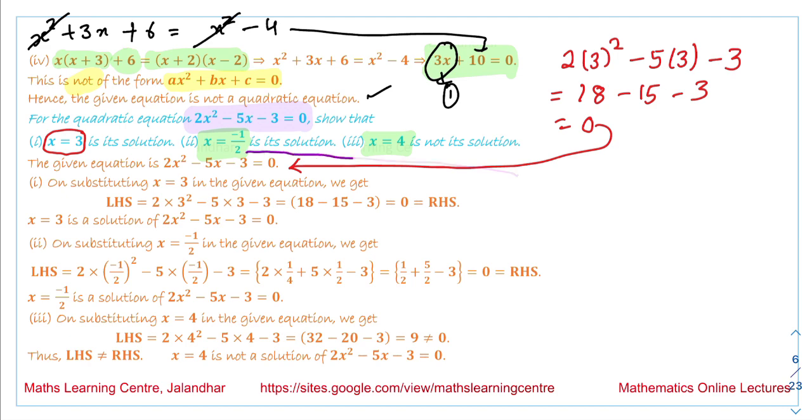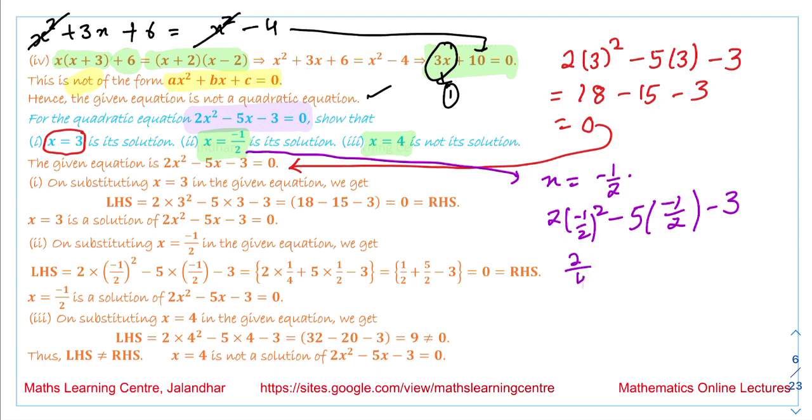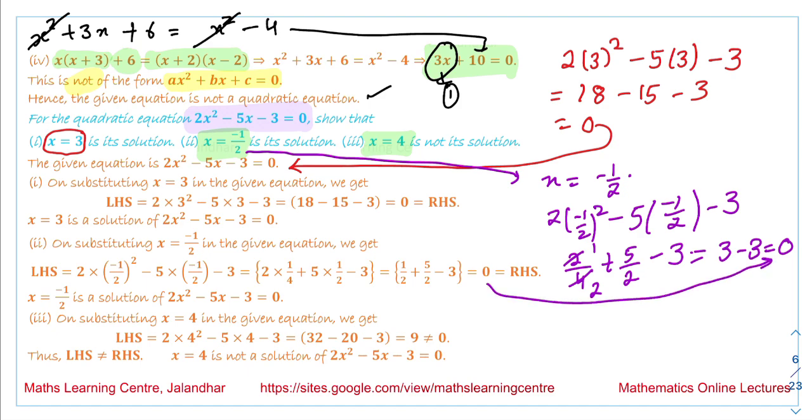Next we are talking about x = -1/2. So it is 2 times (-1/2)^2 - 5 times (-1/2) - 3. So it is 2/4 plus 5/2 minus 3. When you cancel these terms, it is 1/2. So this is equal to 3 - 3, that is equal to 0, and that is equal to the RHS. So we are saying that x = -1/2 is a solution of this equation.